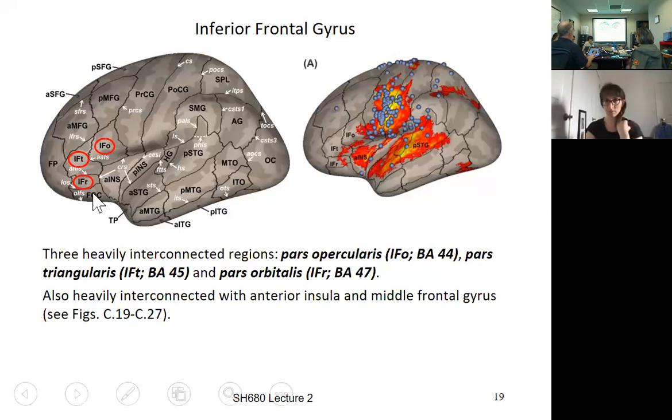And the left hemisphere is very left lateralized. So damage to an adult in the left hemisphere inferior frontal gyrus will cause Broca's aphasia, especially if it involves areas around it, like white matter or middle frontal gyrus. On the right side, it does not cause Broca's aphasia. There may be some impairment of speech, but nothing like Broca's aphasia.